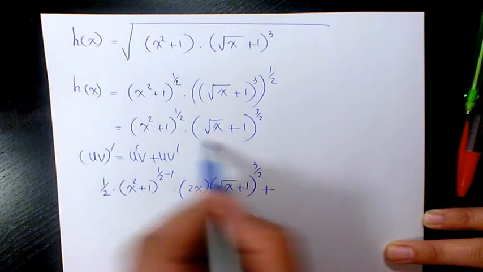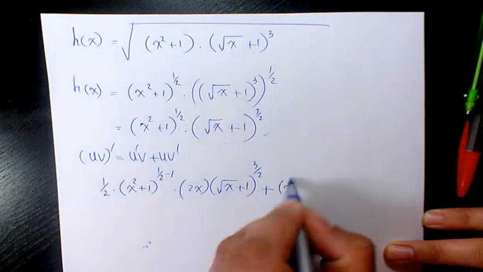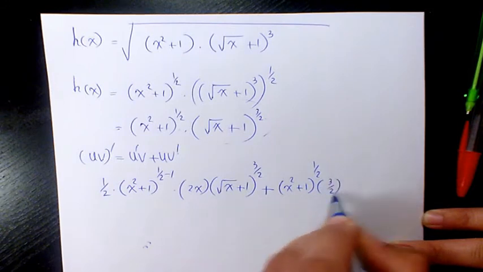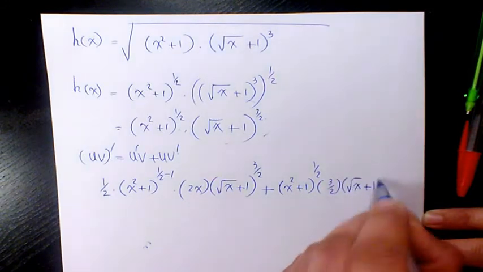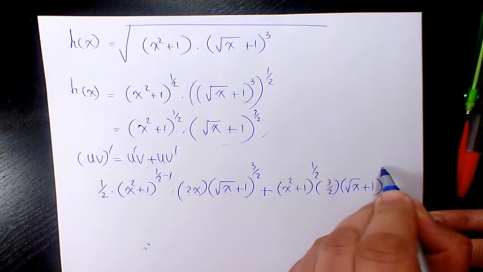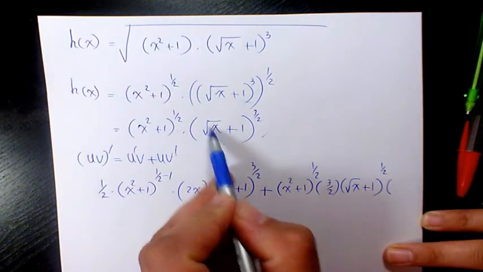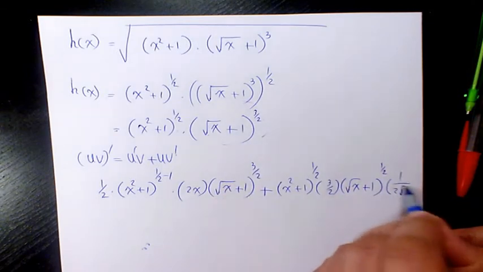this part times the derivative of this part: x squared plus 1 to the power of 1 over 2, times 3 over 2, times square root of x plus 1 to the power of 3 over 2 minus 1, which is going to be 1 over 2, times the derivative of root x plus 1, which is going to be 1 over 2 root x.